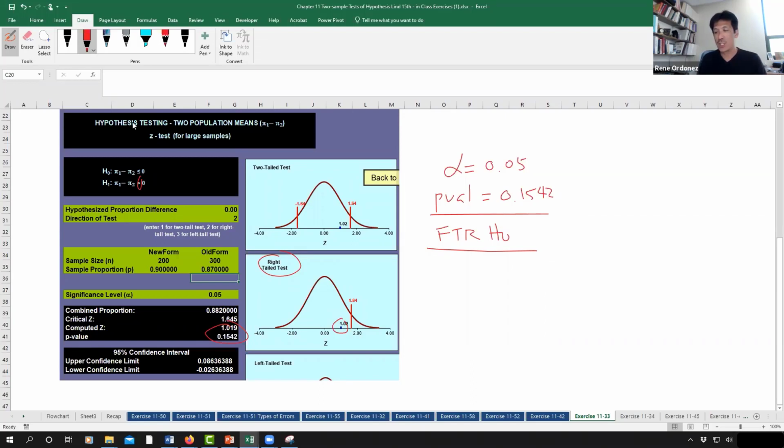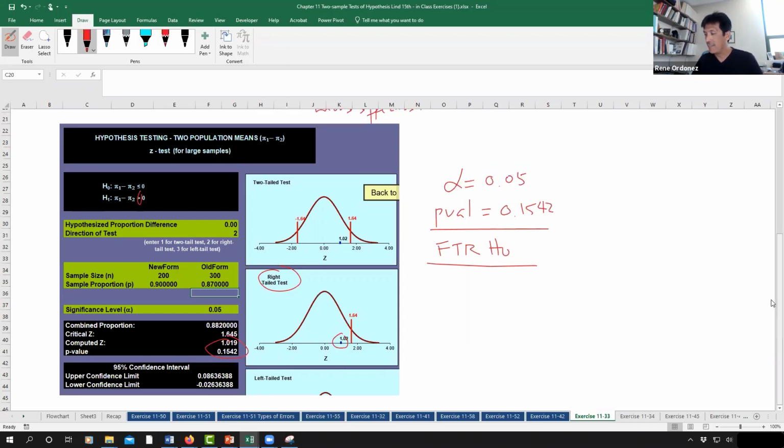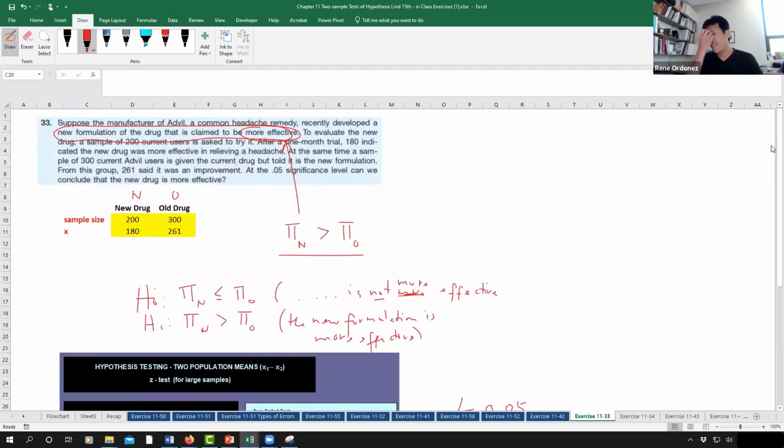By failing to reject the null hypothesis, what will we tell Advil in terms of the effectiveness of the new drug? That it's not more effective? Yep. Because when you fail to reject the null hypothesis, the new drug does not appear to be more effective, or the new formulation does not appear to be more effective.